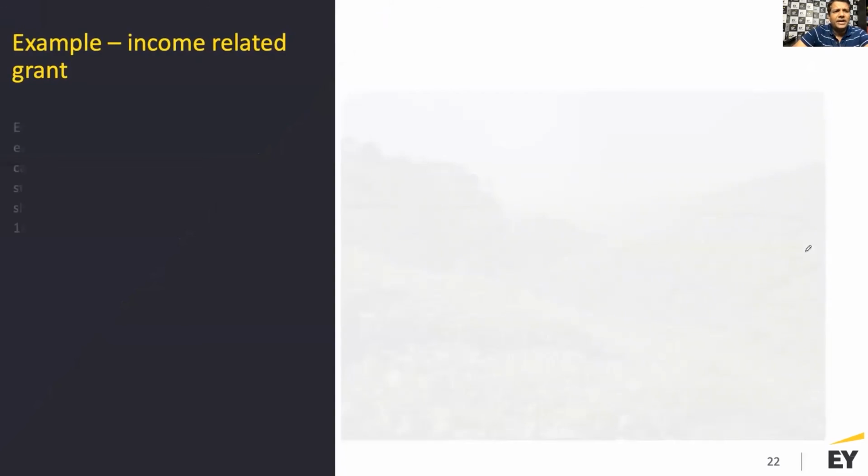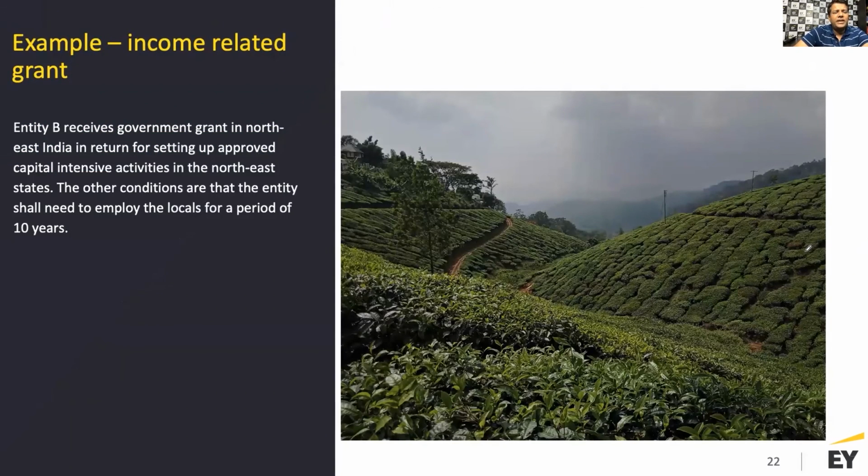Example for an income related grant. Entity B receives a government grant in Northeast India in return for setting up approved capital intensive activities in the Northeast states.